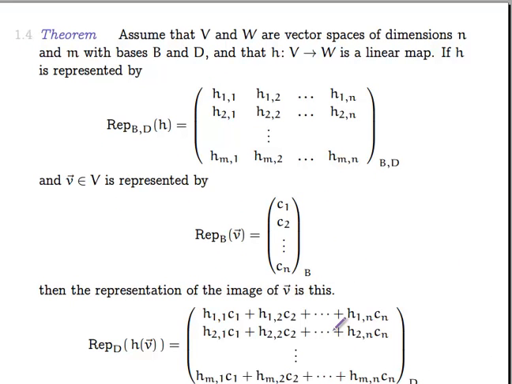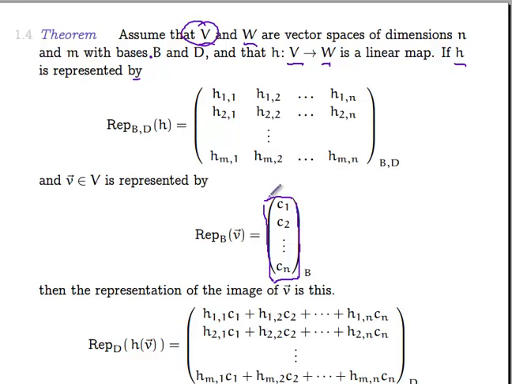Let's continue. Assume that V and W are vector spaces of dimension n and m respectively. So V has dimension n, W has dimension m. And V has basis B, W has basis D. And H is a linear map from V to W. If H is represented by this matrix here with respect to bases B and D, and v in the domain is represented by this column vector, in other words, the vector v is equal to c1 beta 1 plus c2 beta 2 and so on, all the way up to cn beta n.